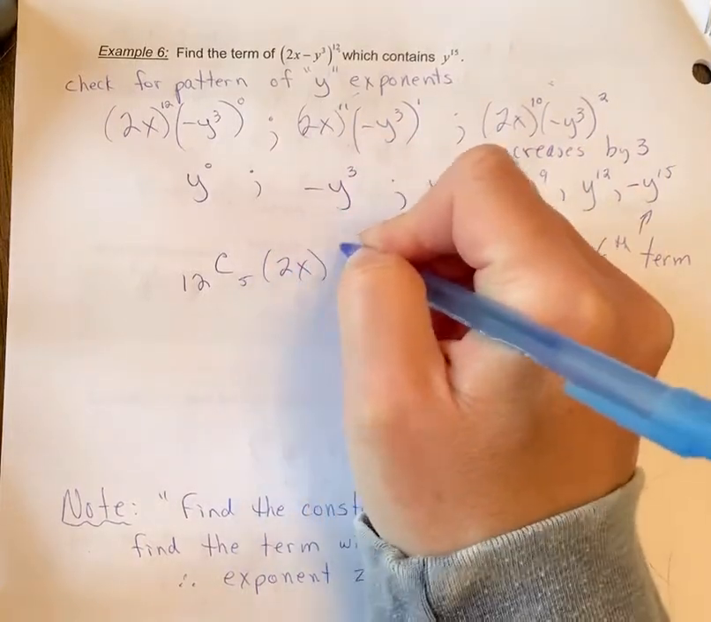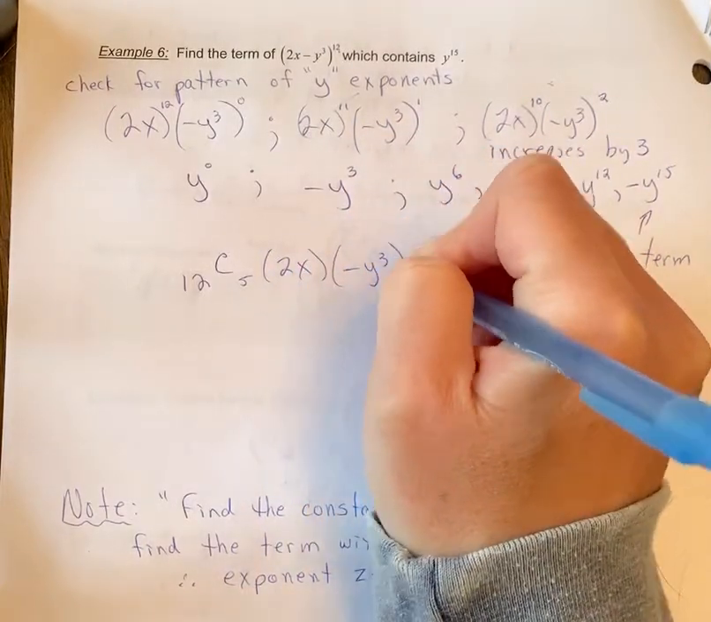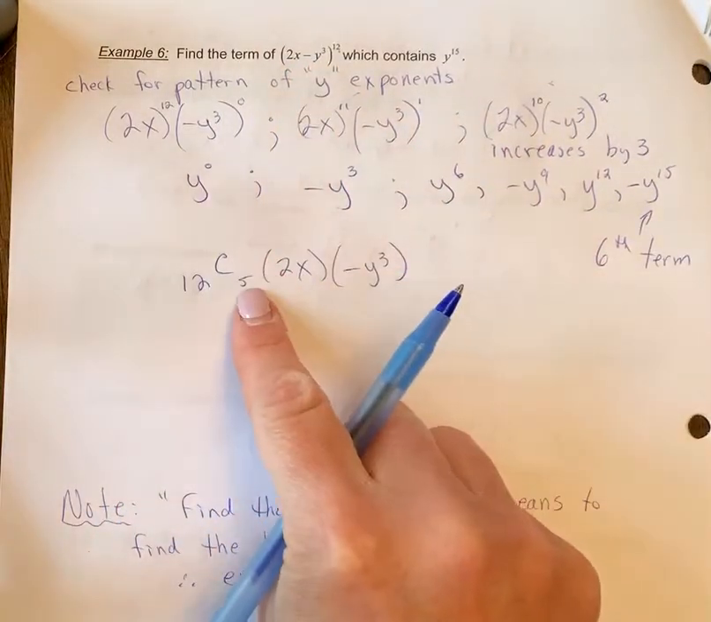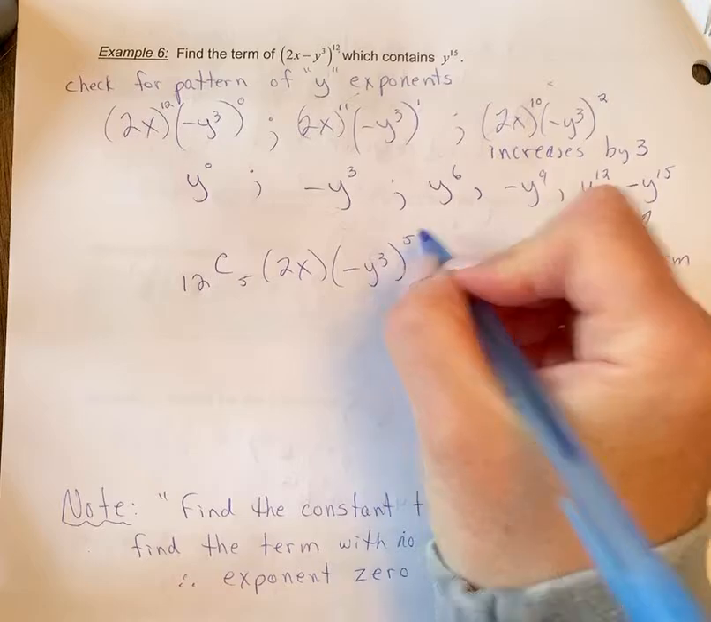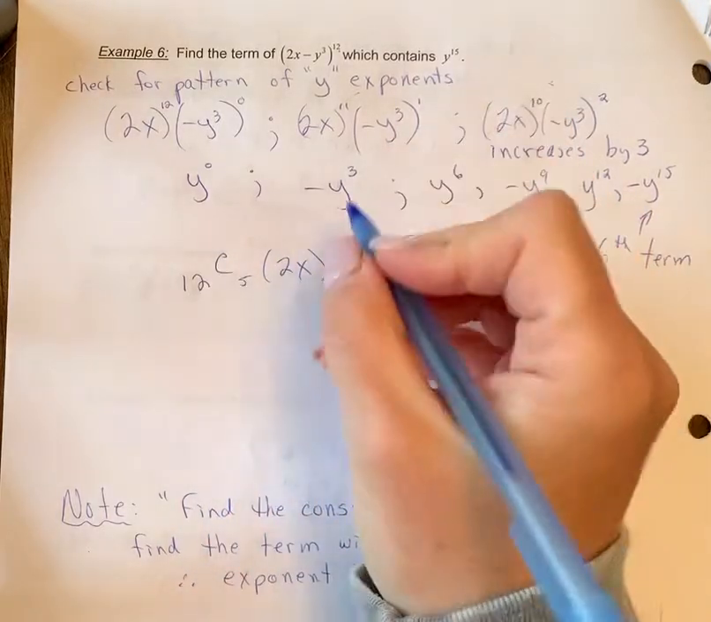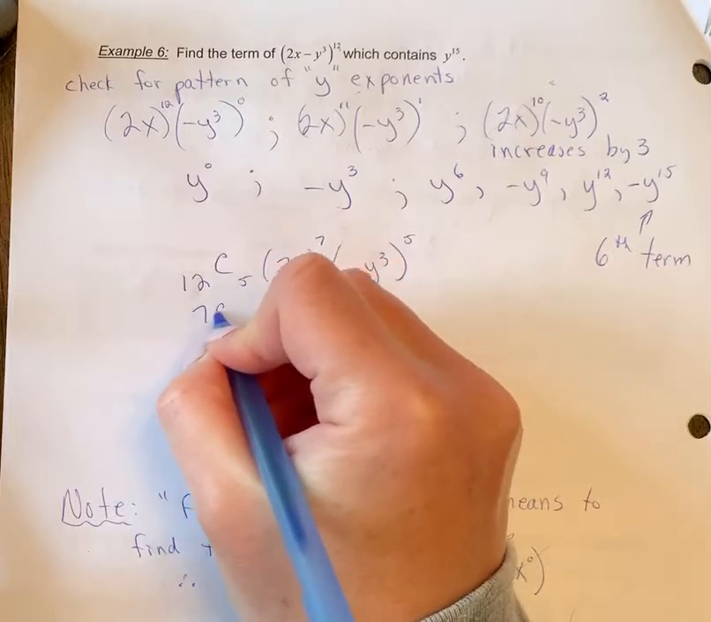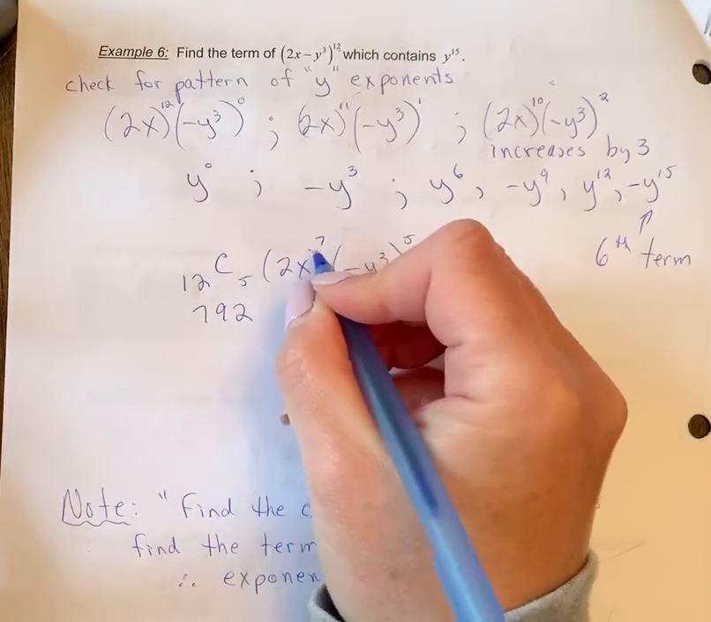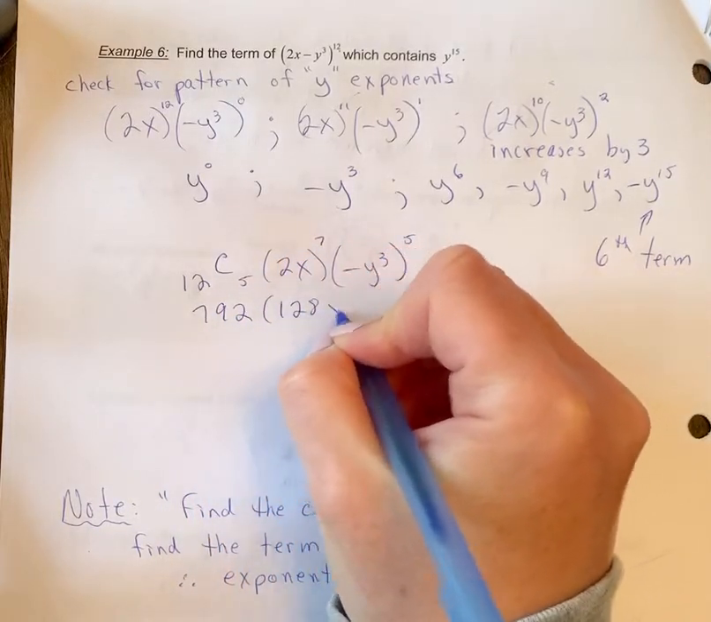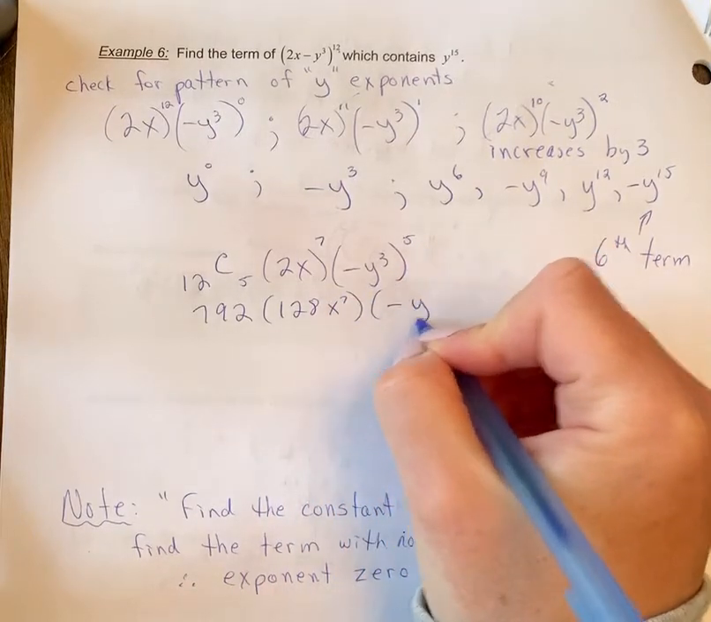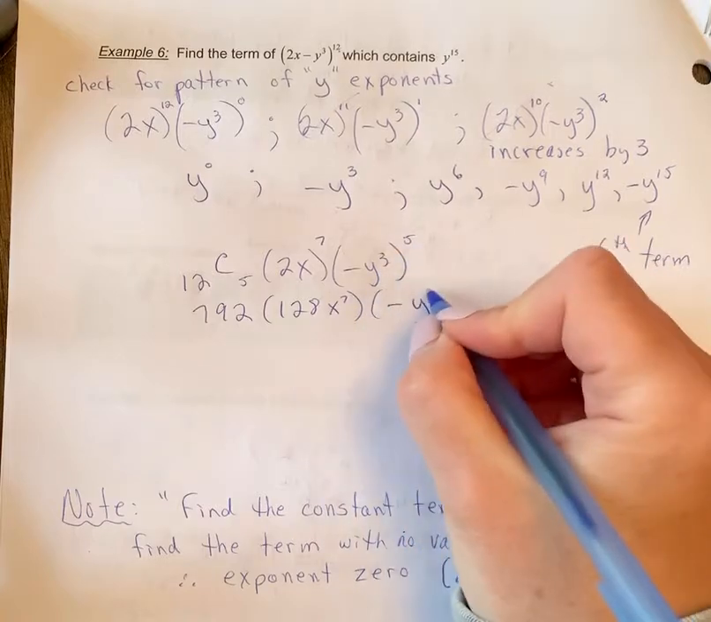Put in the first part of the term, second term. Now, r is your second exponent. So this is 5. This has to add to 12, so this is going to be a 7. 12 choose 5. You can put that in your calculator, 792. 2 to the exponent 7 is 128. X to the 7. Negative y cubed to the 5 is negative y to the 15.